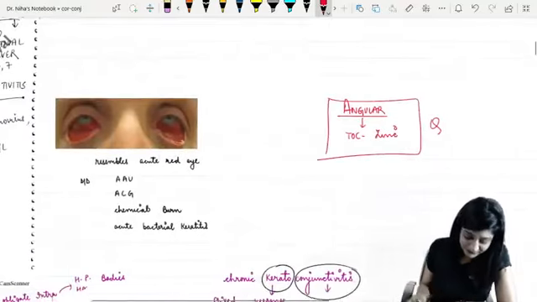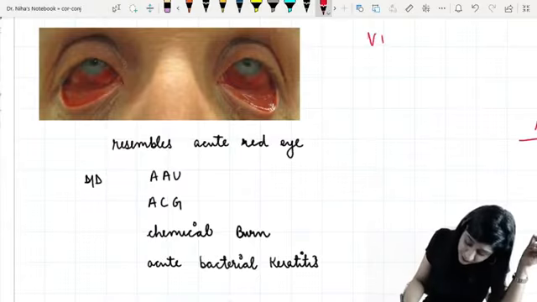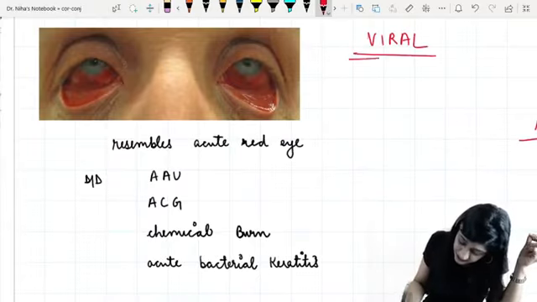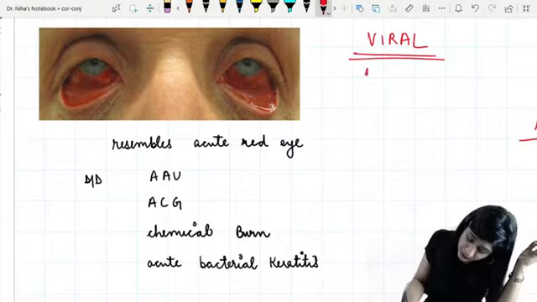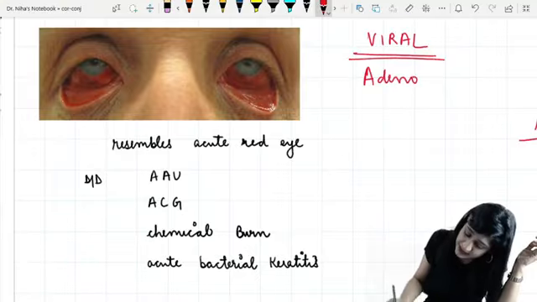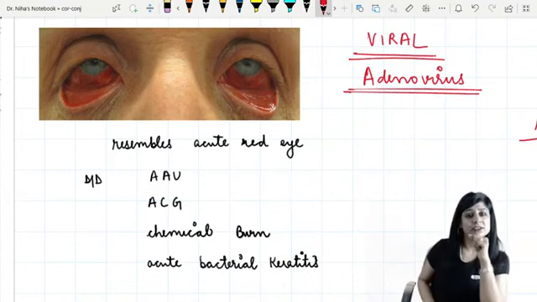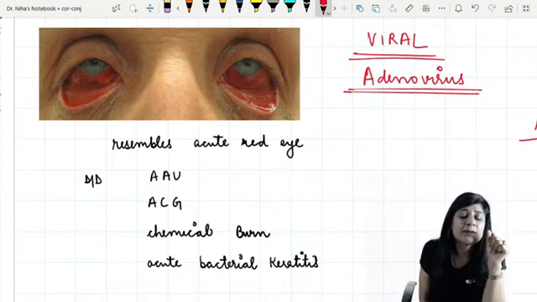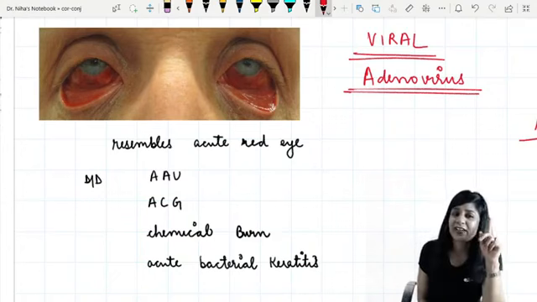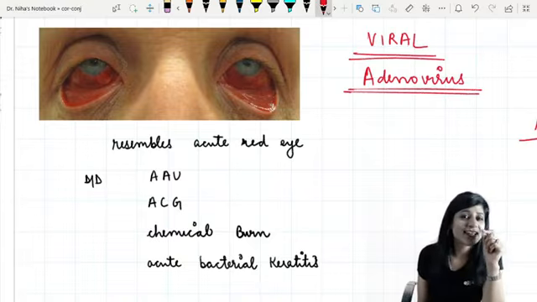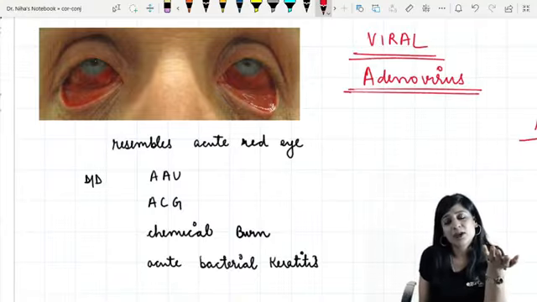Okay? Okay, now see this. So, whenever I talk about the viral conjunctivitis, the first important virus that is in our mind is the adenovirus. So, like in bacteria the hero is the Staph aureus, who is the hero of viruses? It is the adenovirus. Now, what kind of conjunctivitis can be caused by the viruses?